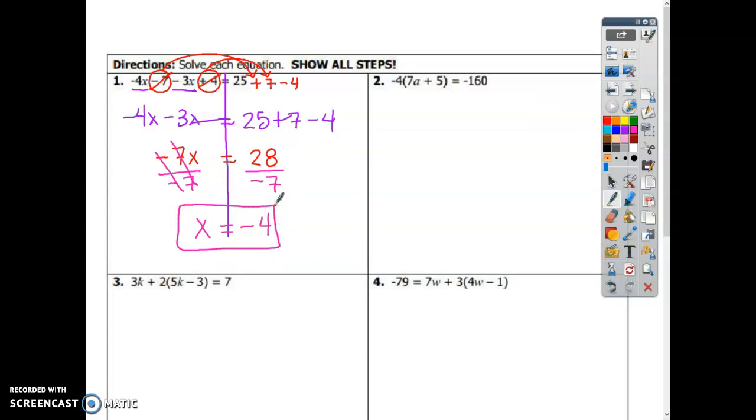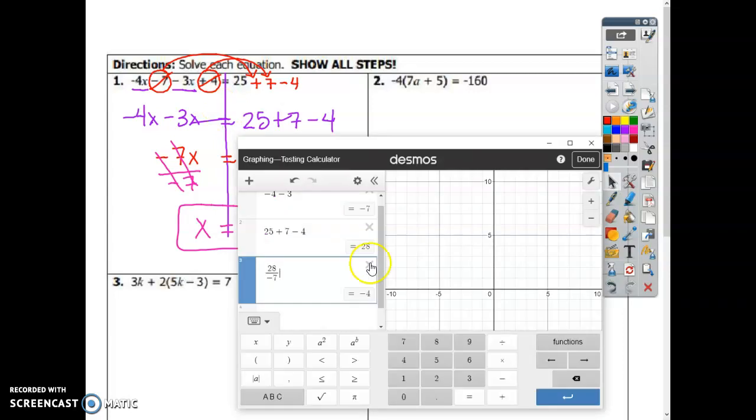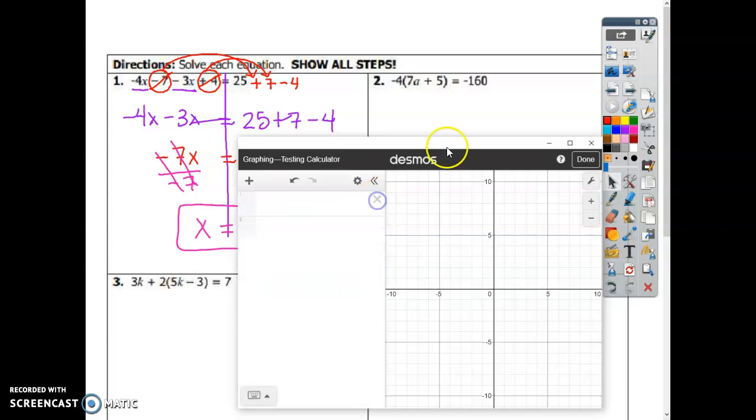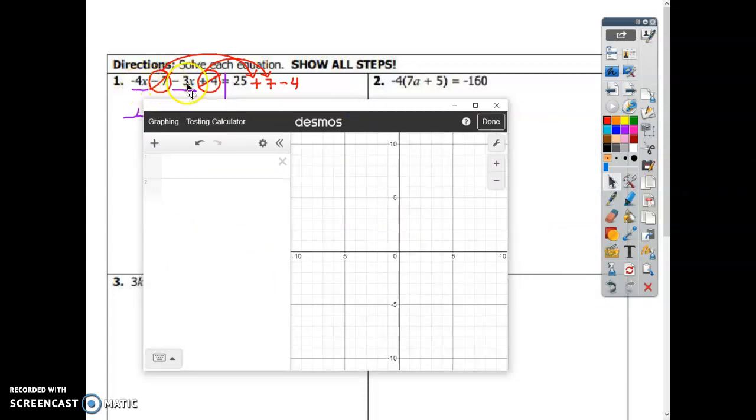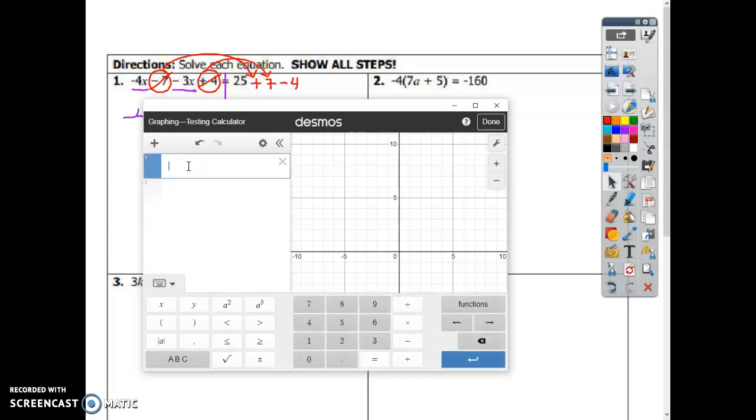Okay, so last week I taught some of you how to check this work in decimals. So this is how we're going to do that. I'm going to put the left side, all of this, in y equals, and the right side in y equals. So right here, you put y equals the left side, which was negative 4x minus 7 minus 3x plus 4.